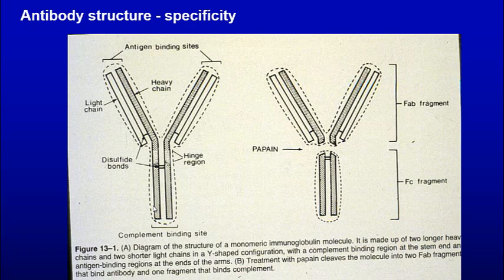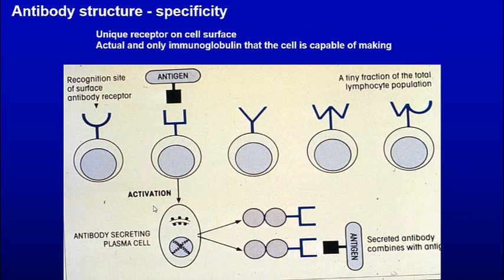So here we see antibodies. You've got two parts, a light chain and a heavy chain, that we can see. One of them is the Fc fraction and the other is the Fab fraction. Now the antigen receptors on the cells are unique, so that cell doesn't react to everything. It reacts only to that antigen whenever it's exposed to it.